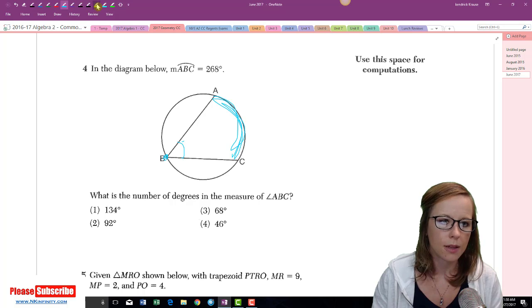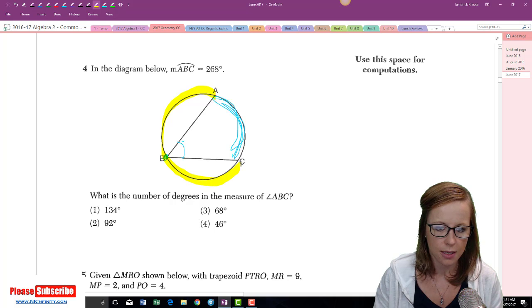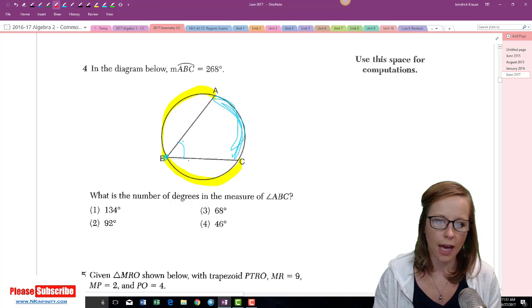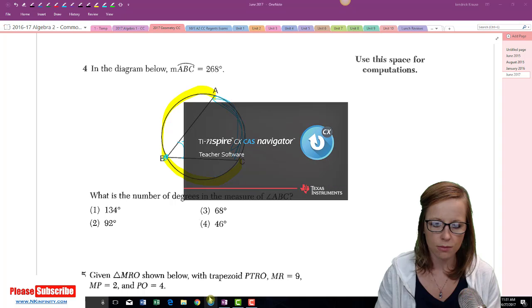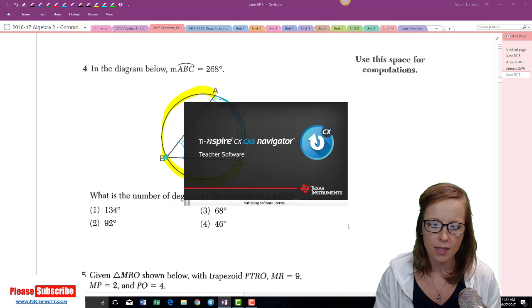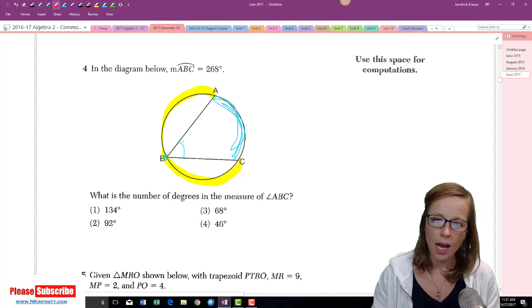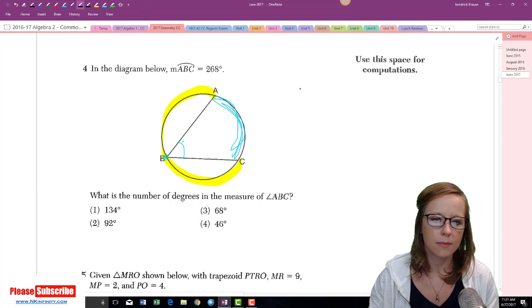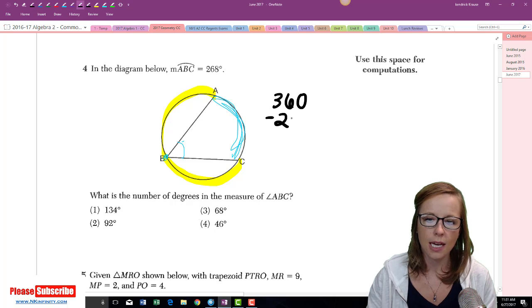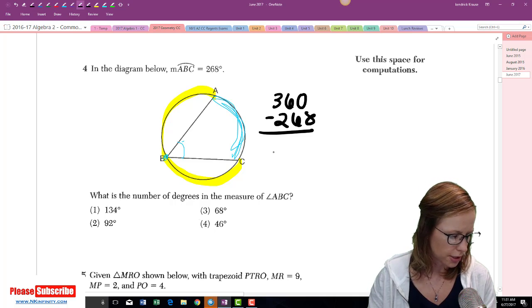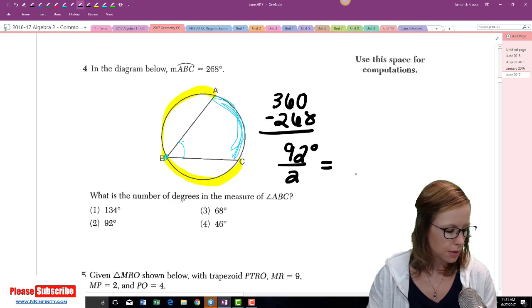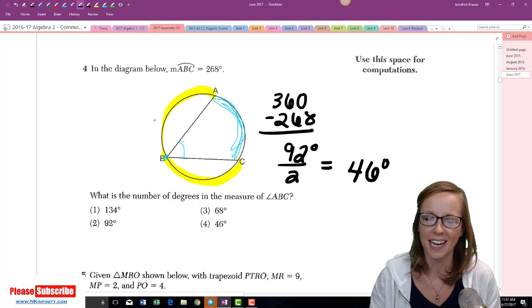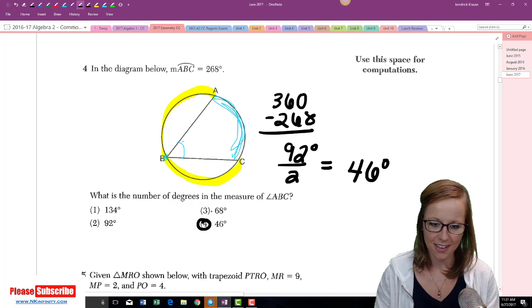It tells you, though, that arc ABC, this direction, is 268. You know that a circle is 360 degrees. So you go to your fancy calculator and, oh, it's not even open. I am sorry about that. Let's just do the math here. 360 minus 268 is, you're just going to have to trust me on that, 92 degrees. And so half of 92 is 46 degrees. Sorry, I wrote that like a giant. We got it there. All right.